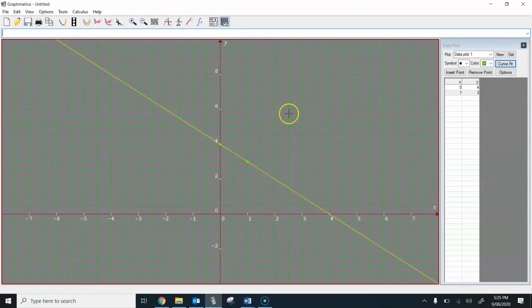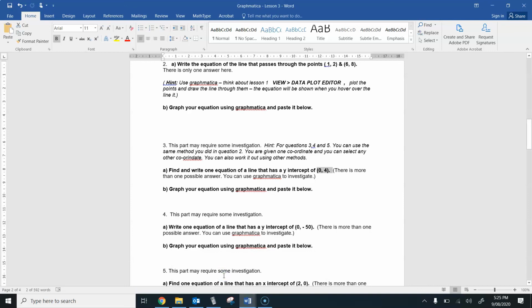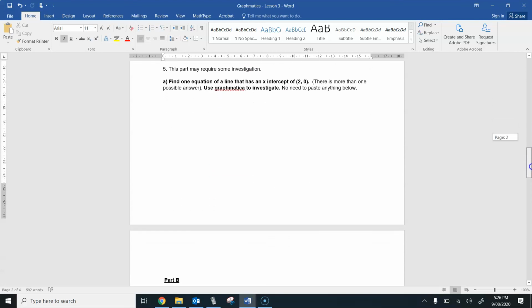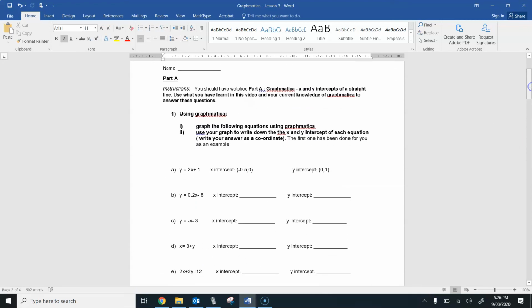Your graph could be going in the other direction. So this is a negative gradient. You could have one going in the positive direction, depending on what your other coordinate is. So when you have a go at question 3, you'll see that we've put there that there is more than one answer. It's an investigation type question for question 3, 4, and 5. There's not just one answer. Okay, so open the worksheet, have a go at part A, and once you've done that, you can watch the second video.